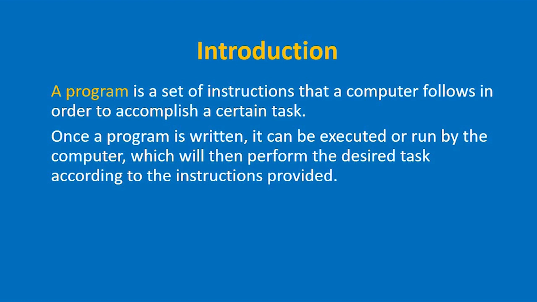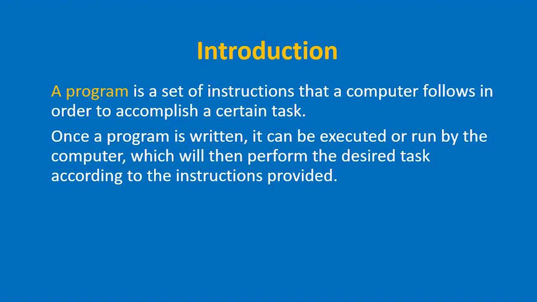So what is a program? A program is a set of instructions that a computer follows in order to accomplish a certain task. These instructions are typically written in a programming language, for example, C++, which is a formal language used to communicate with a computer. Once a program has been written, it can be executed or run by the computer, which then performs a desired task according to the instructions provided.